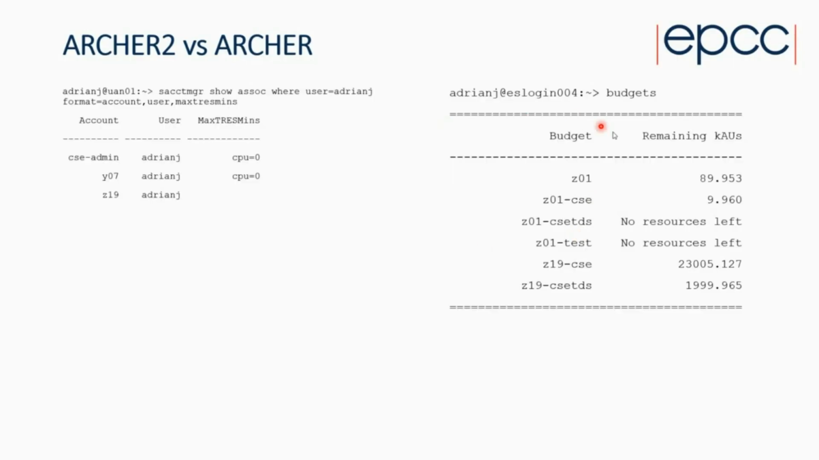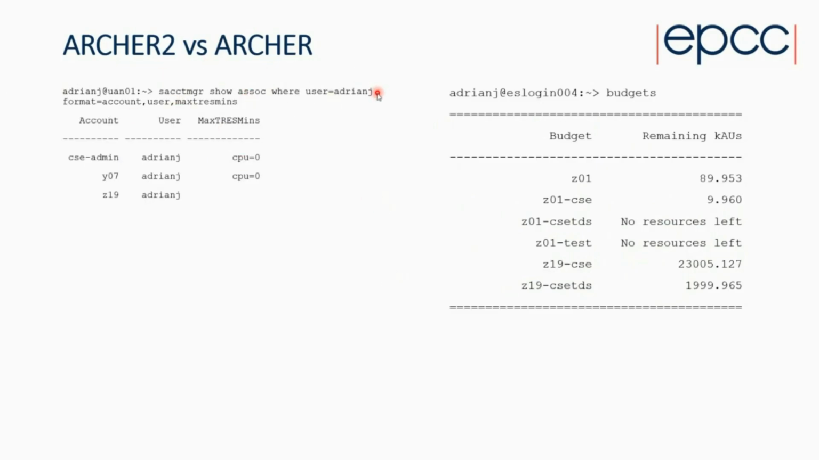On this right-hand side, you can see that I have access to some budgets with resources in and some budgets without. If I tried to submit a job to Z01 test, for instance, it wouldn't work. Z19 CSE would let me run the job.